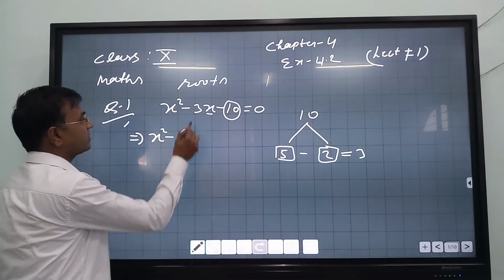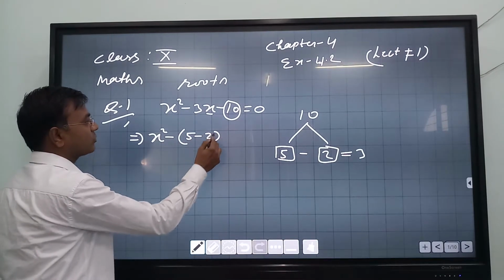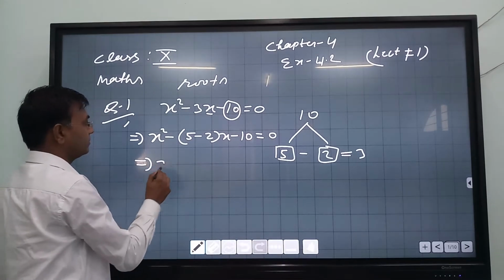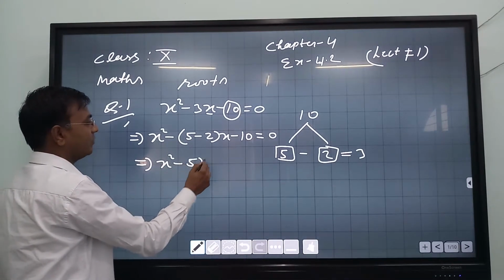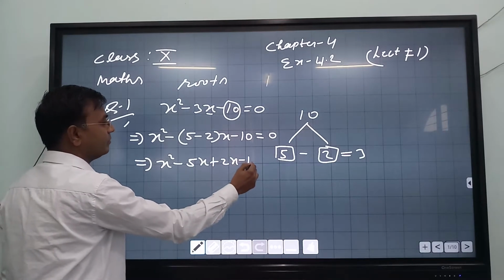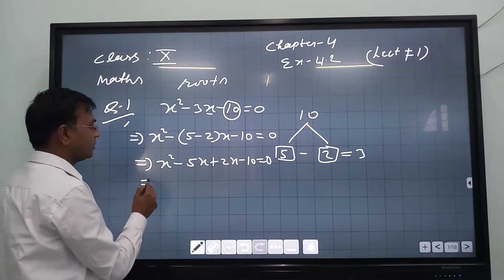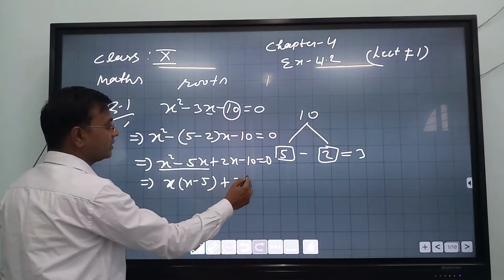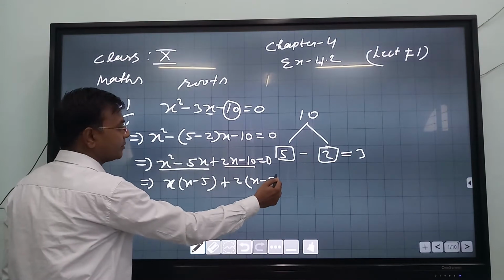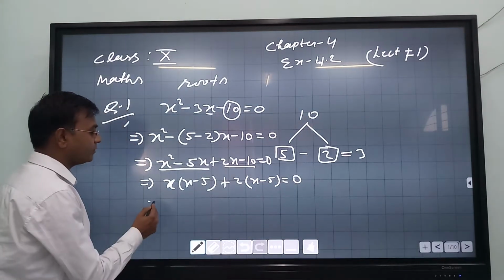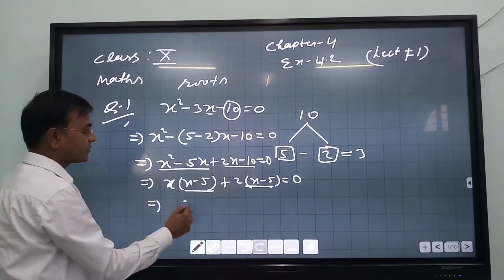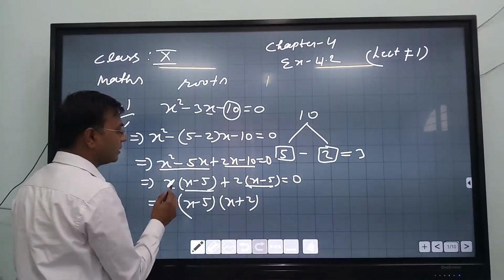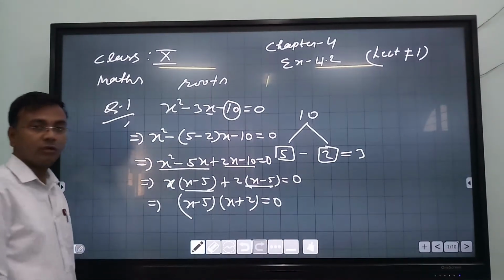So x square minus 3x minus 10 equals 0 can be written as x square minus 5x plus 2x minus 10 equals 0. Now taking x common, x(x minus 5) plus 2 common, 2(x minus 5) equals 0. x minus 5 common, and x plus 2 equals 0.